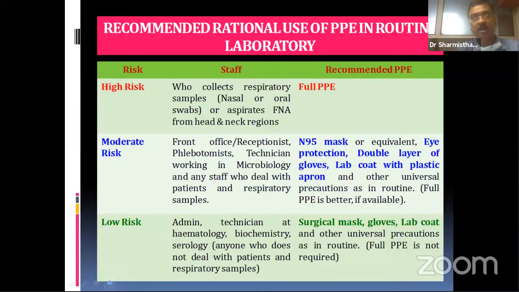There are actually no universal recommendations. In some areas it is called N95, and some say there is no requirement of N95 in moderate risk. So I'm keeping it as an N95 mask or equivalent. For low risk areas like admin, technicians of hematology, biochemistry division, serology, and those who are not dealing with respiratory samples at all, you can consider them low risk, where a surgical mask, gloves, and lab coat are good enough. A full PPE is not required in those areas.